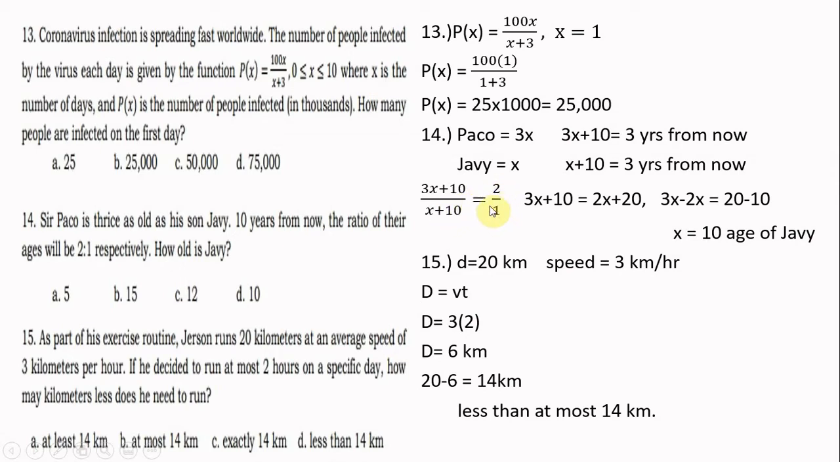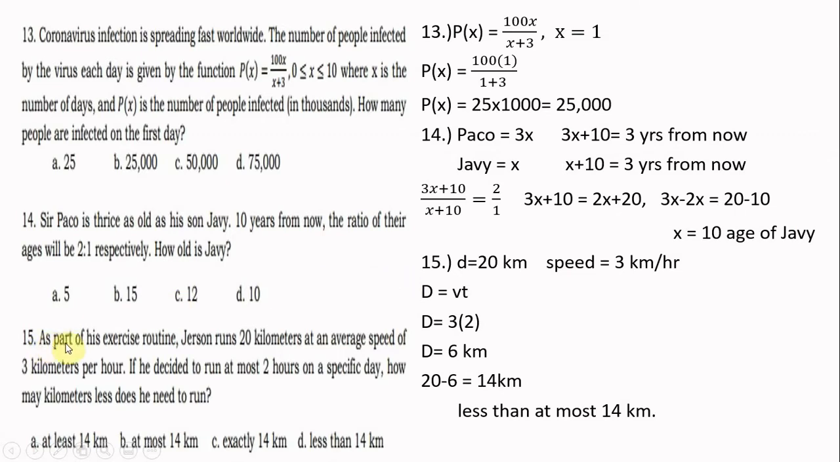Okay, cross product, that's 1 times 3x plus 10, that's 3x plus 10. 2 times x plus 10, that's 2x plus 20. Okay, isolate x on the left side, transpose, that becomes negative 2x. And positive 10, transpose to the right side, that becomes negative 10. So 3x minus 2x, that's x. So 20 minus 10, that's 10. Age of JV. Because our x is JV, so this is the age of JV now.